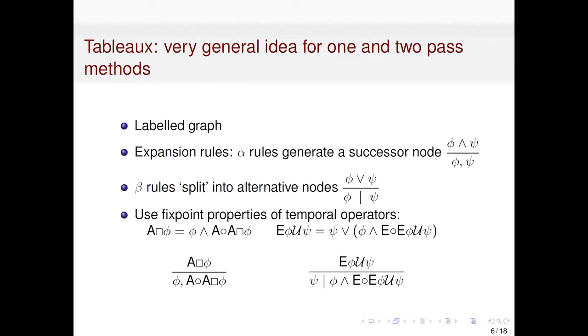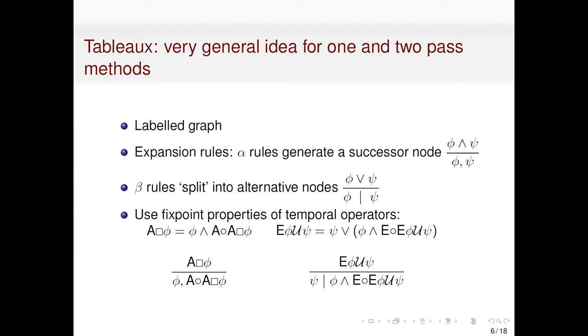The tableau construction is building a graph for the tableau using the expansion rules, standardly alpha and beta rules. Alpha would just build the successor state, beta would split nodes into alternatives such as disjunctive rules. Now, more involved are rules for temporal operators that use fixed point characterizations of temporal operations. I give you two of them here. For example, on the left, you would see the rule for the formula for all paths, always phi.